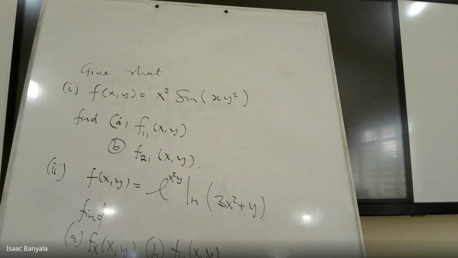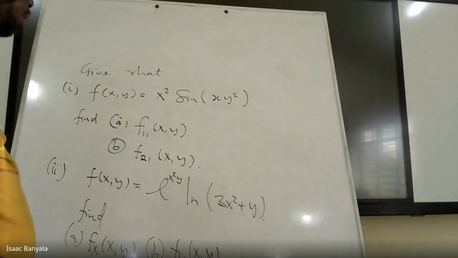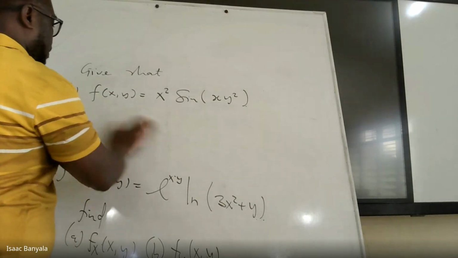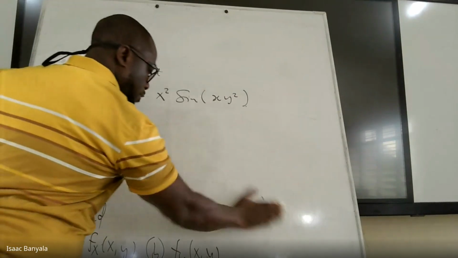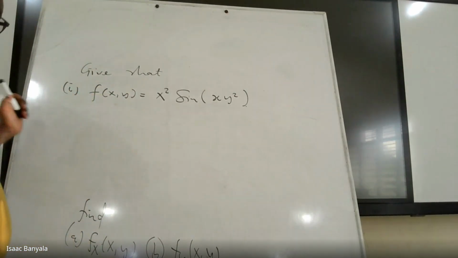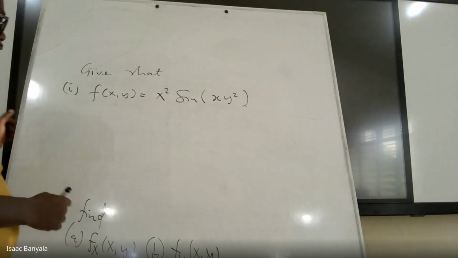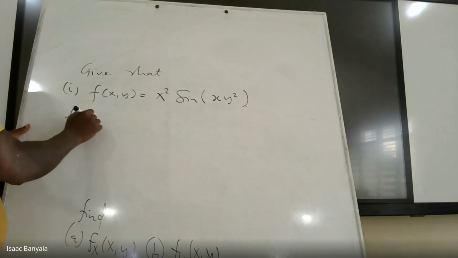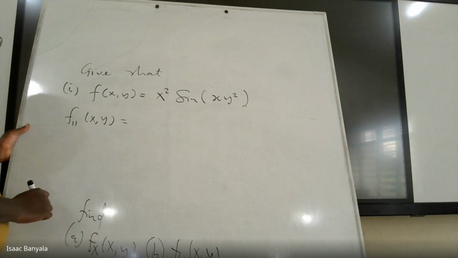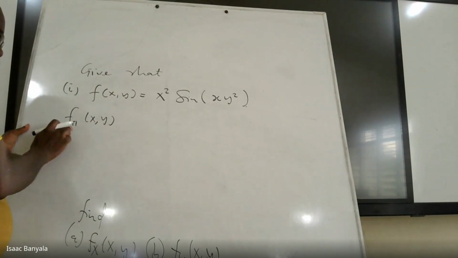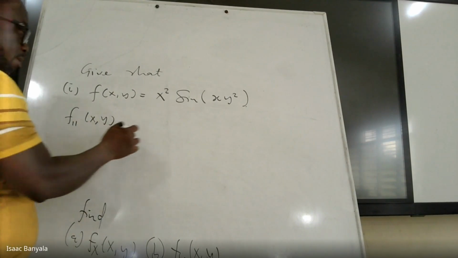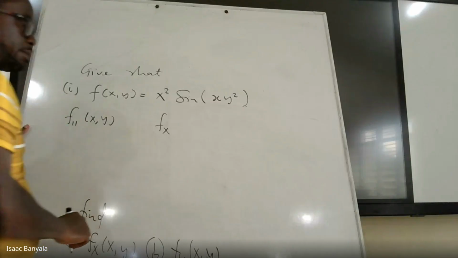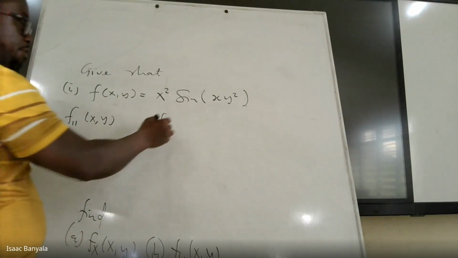Please, are we finished? Okay. Let's take them one after the other. The first one, you are supposed to find what? F11. Right? But you need to find F1 first. You can do that. And let's find F1, which is the same as differentiating the function with respect to x.